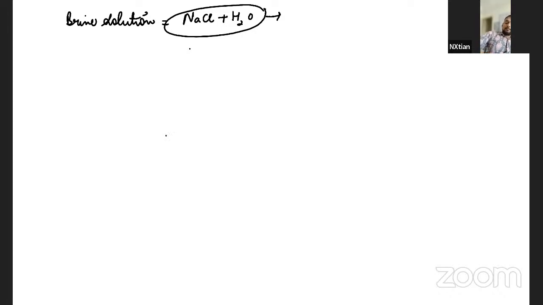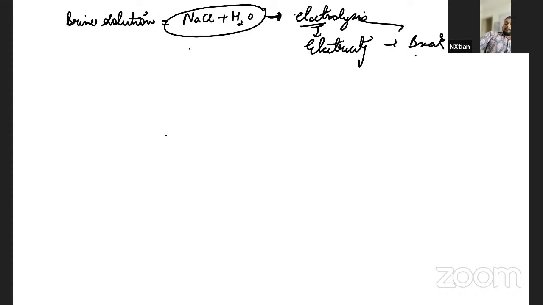Now, in this diagram, we will take this brine solution to the process of electrolysis. Now, what is electrolysis? Electro means electricity and lysis means break. So, with the help of electricity, if we break the compound, it's called electrolysis. What is called electrolysis? Now, don't write, please. Okay. Now, what we will do?